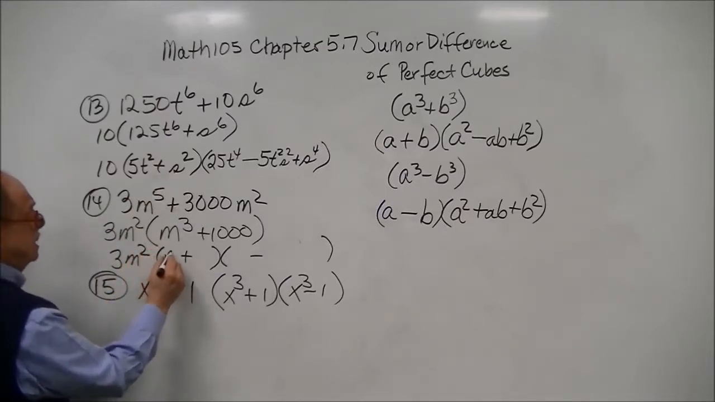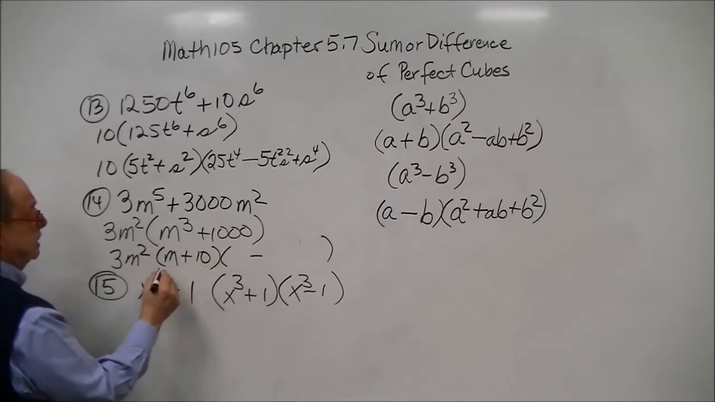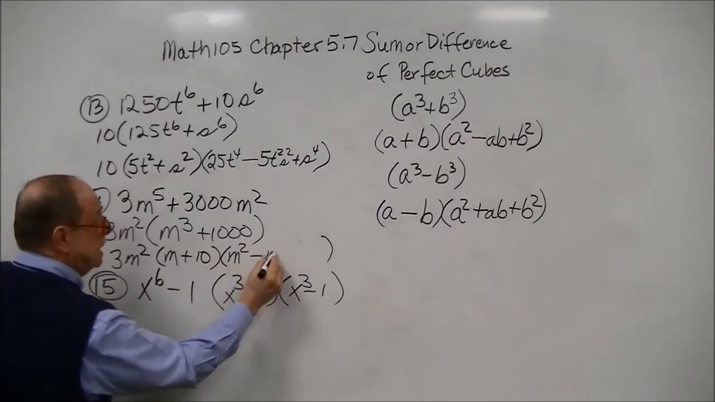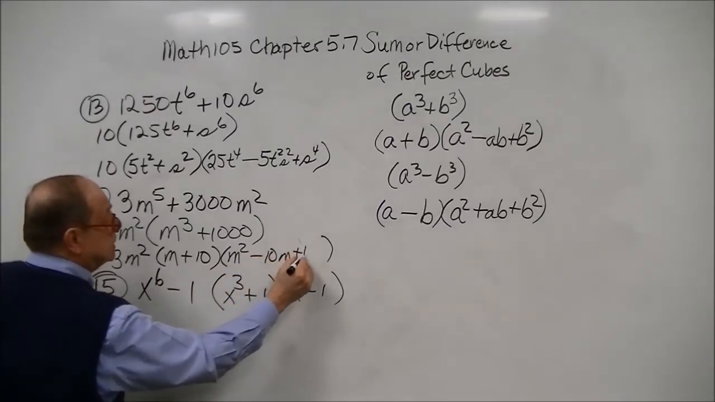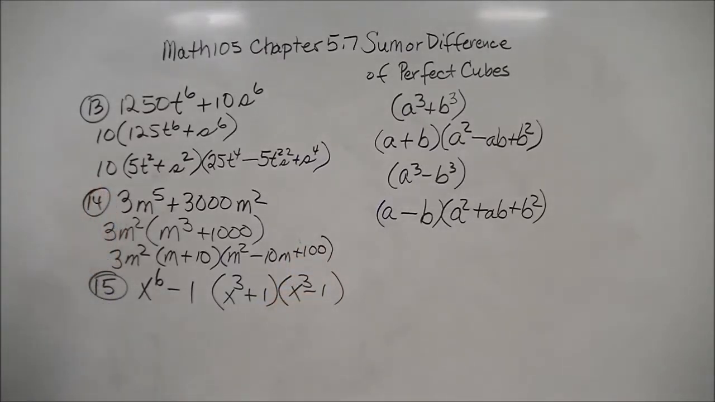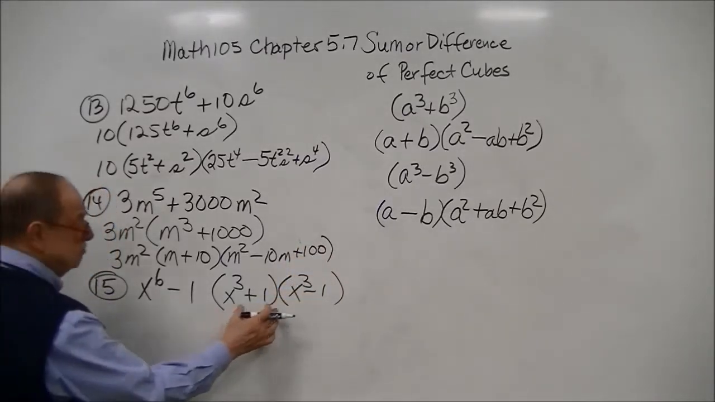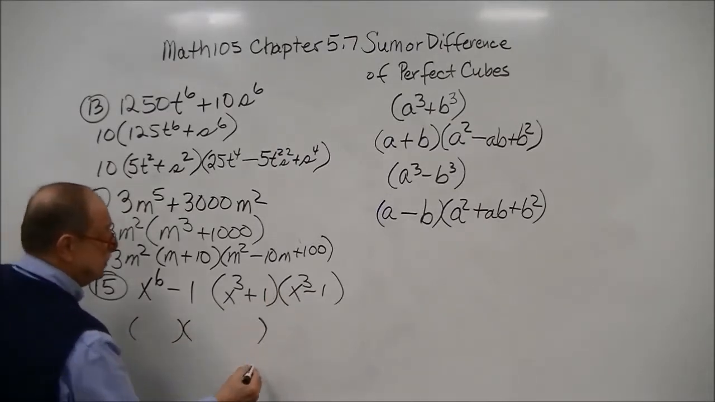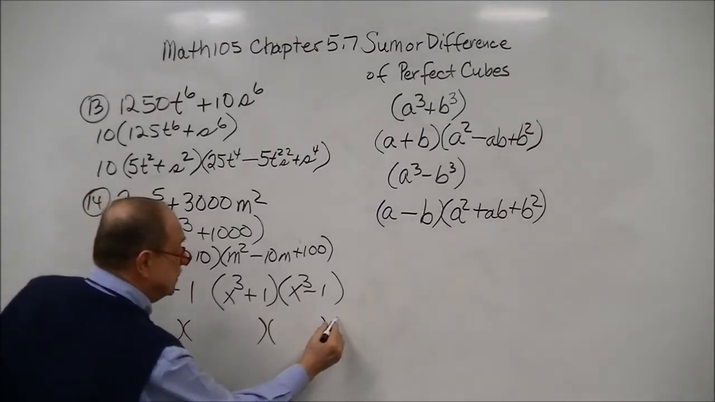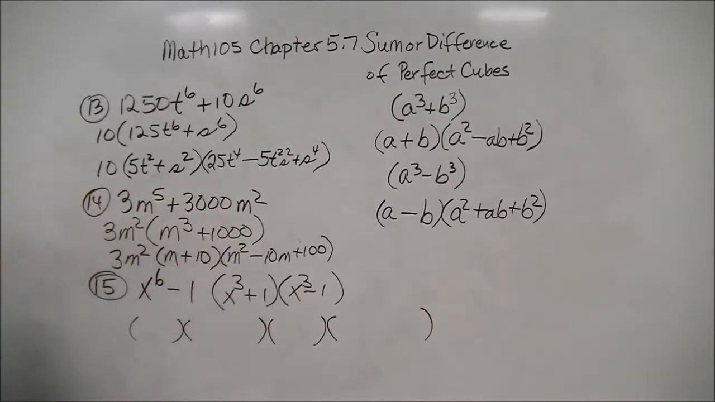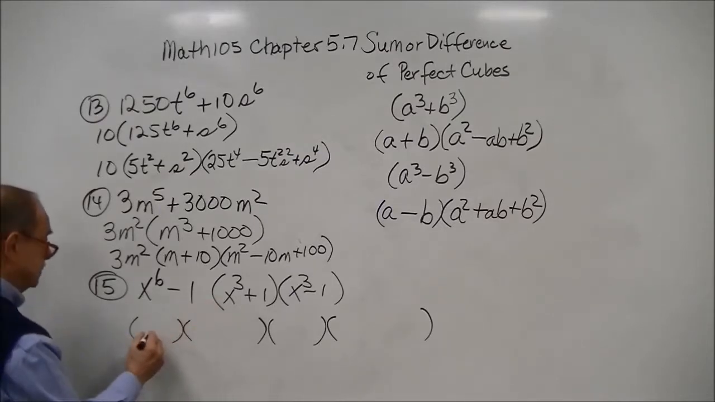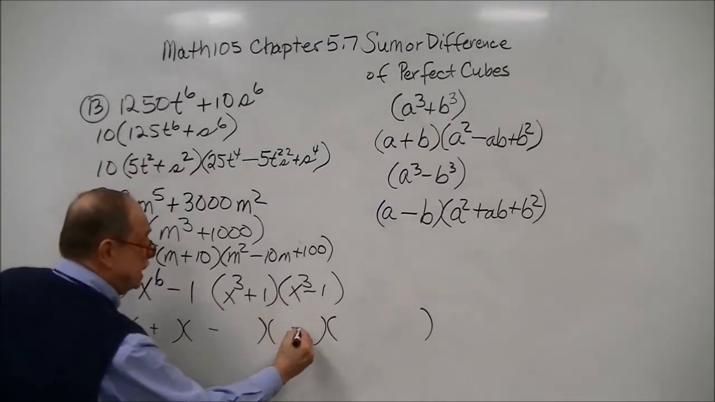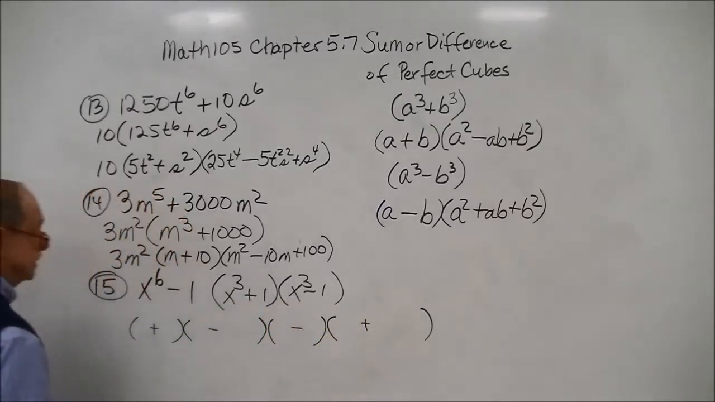Here we're getting m plus 10. M squared minus 10m plus 100. And then here, depending how you set it up, parenthesis for 2, parenthesis for 3, another one for 2, another one for 3. And this will be a plus, this will be a minus. This will be a minus, and this will be a plus.